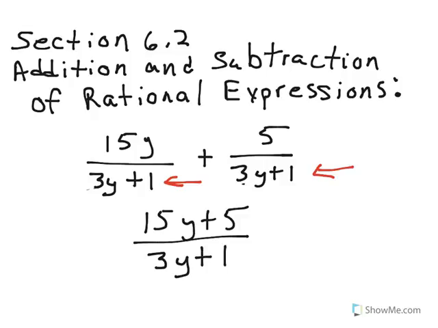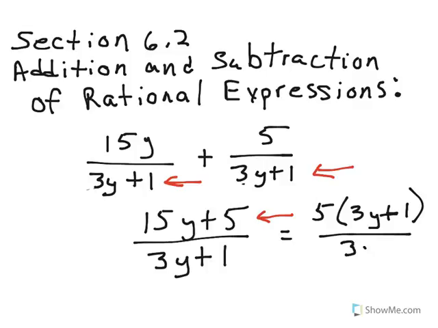3y plus 1. Now notice in our numerator, both terms have a common factor of 5. So we need to factor that out. So in our numerator, we are going to factor out a 5, leaving the factors of 3y plus 1 in parentheses, all over the denominator of 3y plus 1. We can reduce this fraction. 3y plus 1 divided by 3y plus 1 is 1, leaving us with 5 times 1, which is just 5.